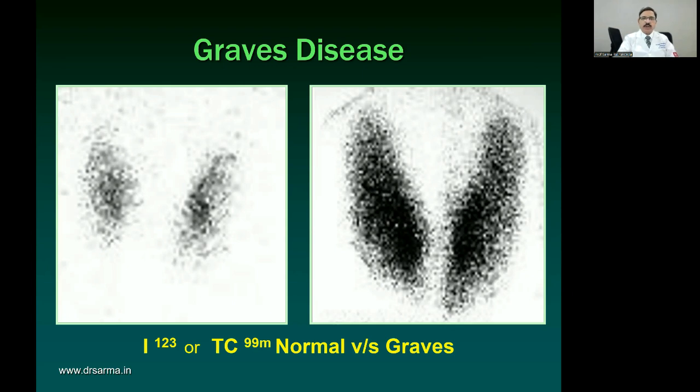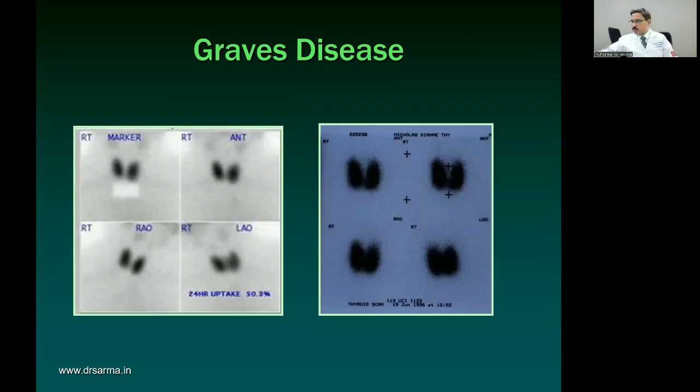We should not administer. You see on the left hand side, you see the normal uptake of the thyroid gland. Thyroid should take up the iodine, but this is the normal uptake. On the right side, the moment you see a hyperfunctioning uptake, we can easily see by looking at the picture here.